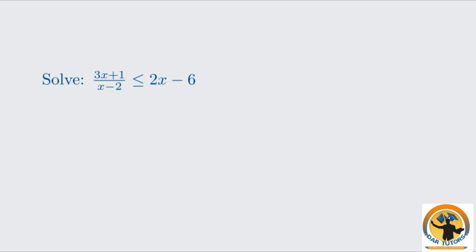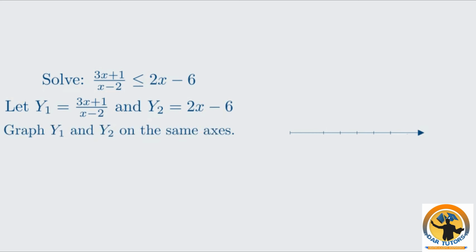The graphical method involves graphing both sides of the inequality as separate functions and finding where one graph is below the other. Let's define y1 as the left side, 3x plus 1 over x minus 2, and y2 as the right side, 2x minus 6. We then graph both functions on the same set of axes. y1 is a hyperbola with a vertical asymptote at x equals 2. y2 is a straight line.